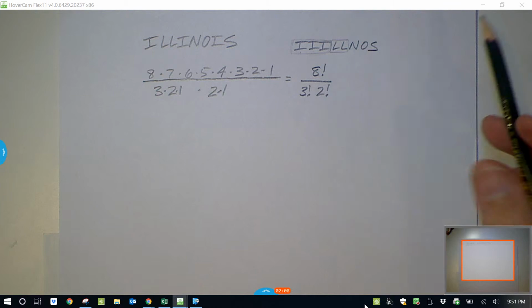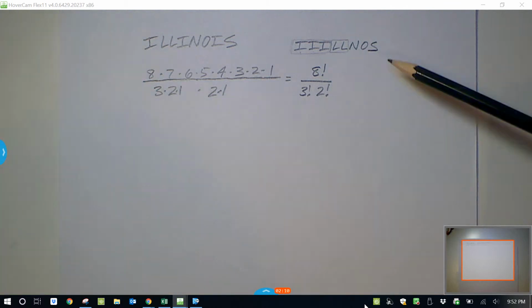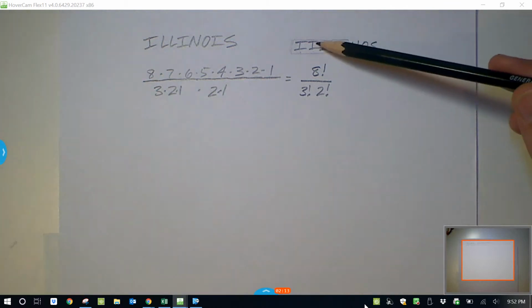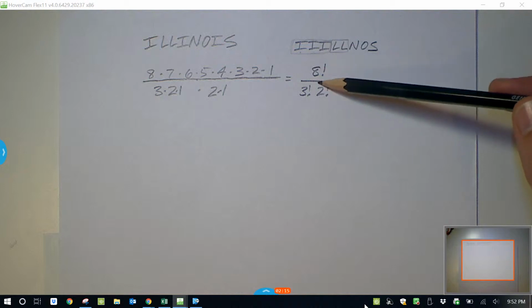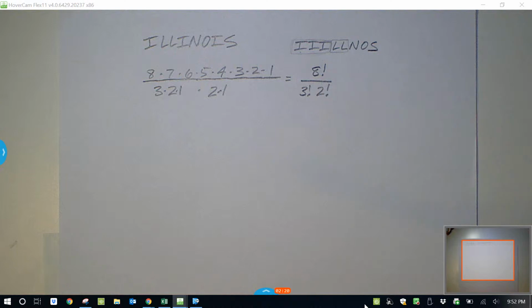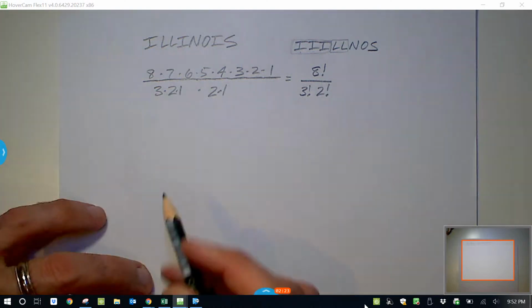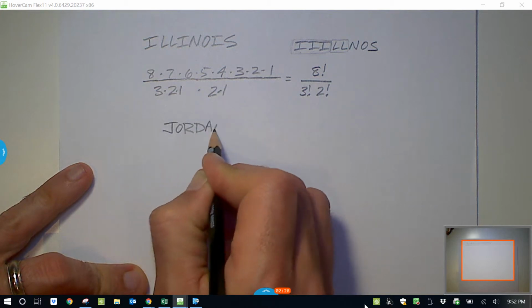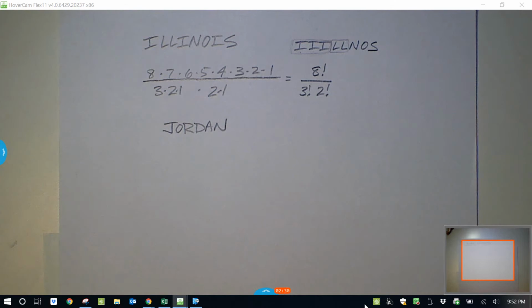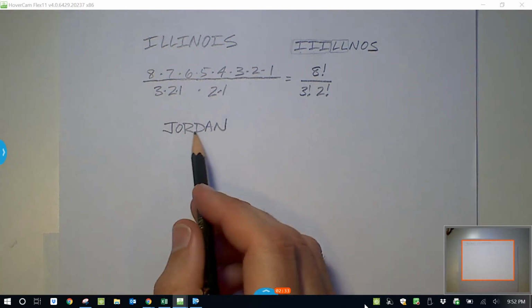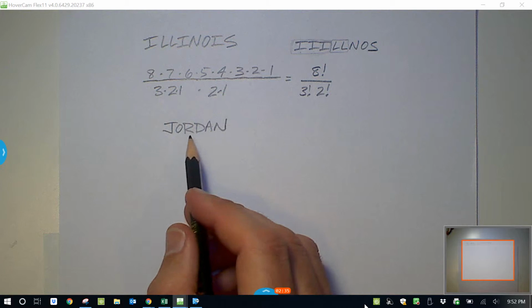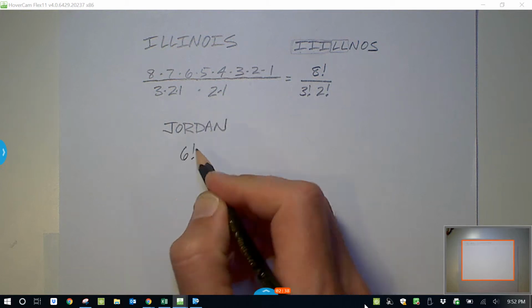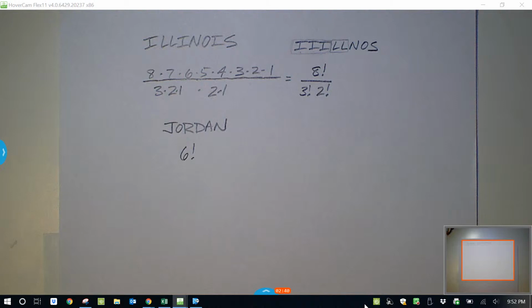So in short, if we're looking at a permutation with repetition, where letters are repeated, then we're going to look at n factorial, but then we've got to divide out all of the cases where the letters were repeated. If you'll recall, the question just before Illinois was a question about Jordan. And if you'll look, this word has no repeated letters. And so the number of ways we can order the letters in the word Jordan is 6 factorial, nothing else. It's just 6 factorial because we don't have to remove any orderings.